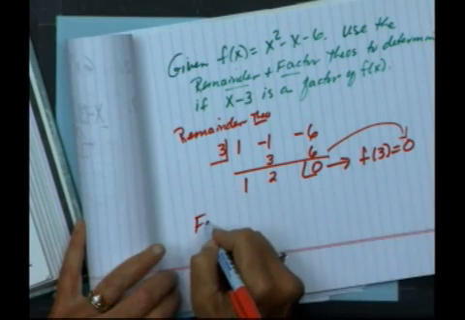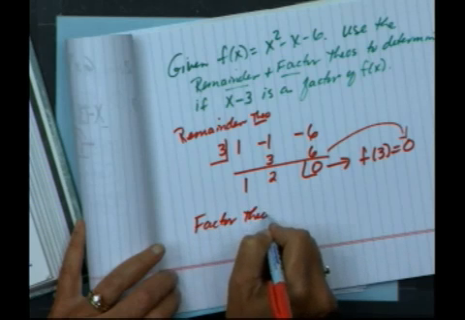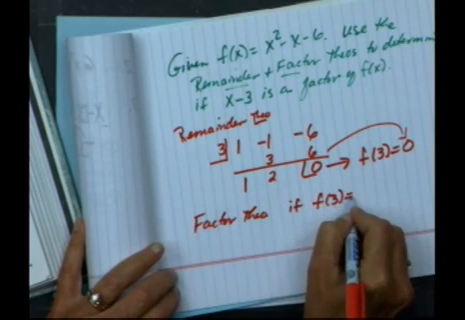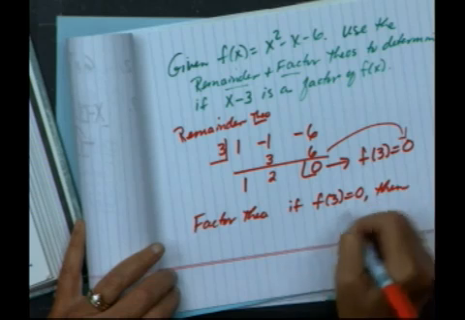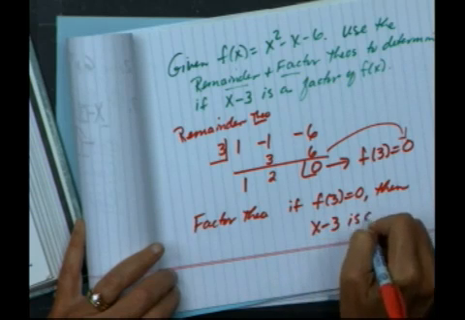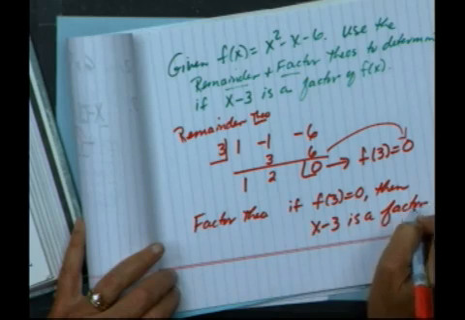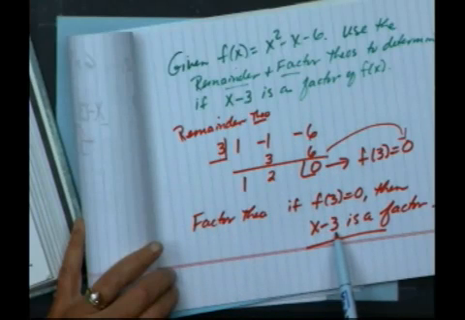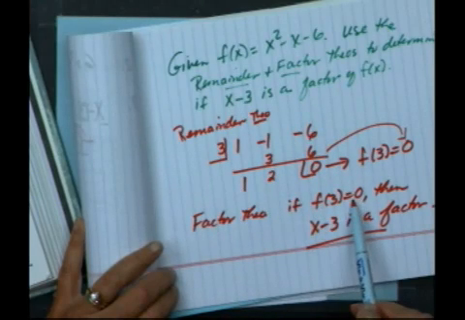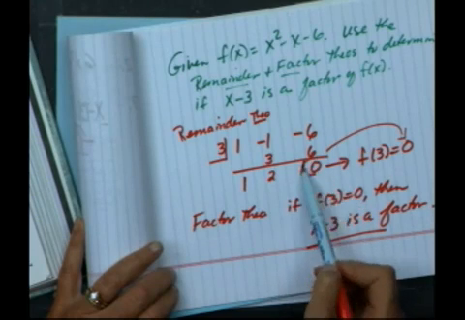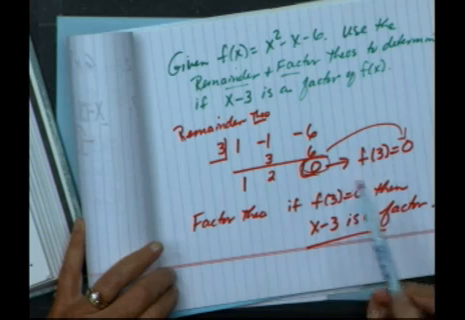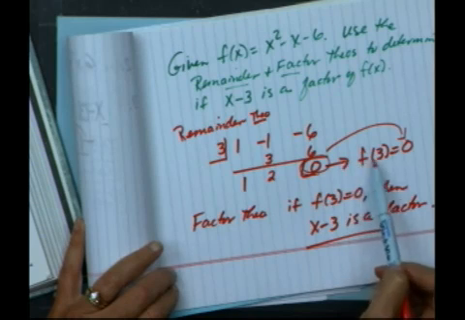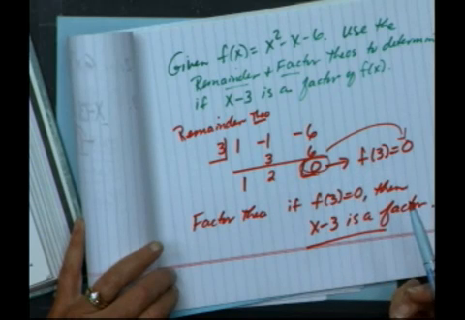Now the factor theorem says if and only if f of 3 equals 0, then x minus 3 is a factor. So the question was, is this a factor? Yes, it is. We know it is because f of 3 is 0. We know f of 3 is 0 quickly because it was the remainder when we did the synthetic division. That was just a shortcut, an easy way to find f of 3. Everybody good?